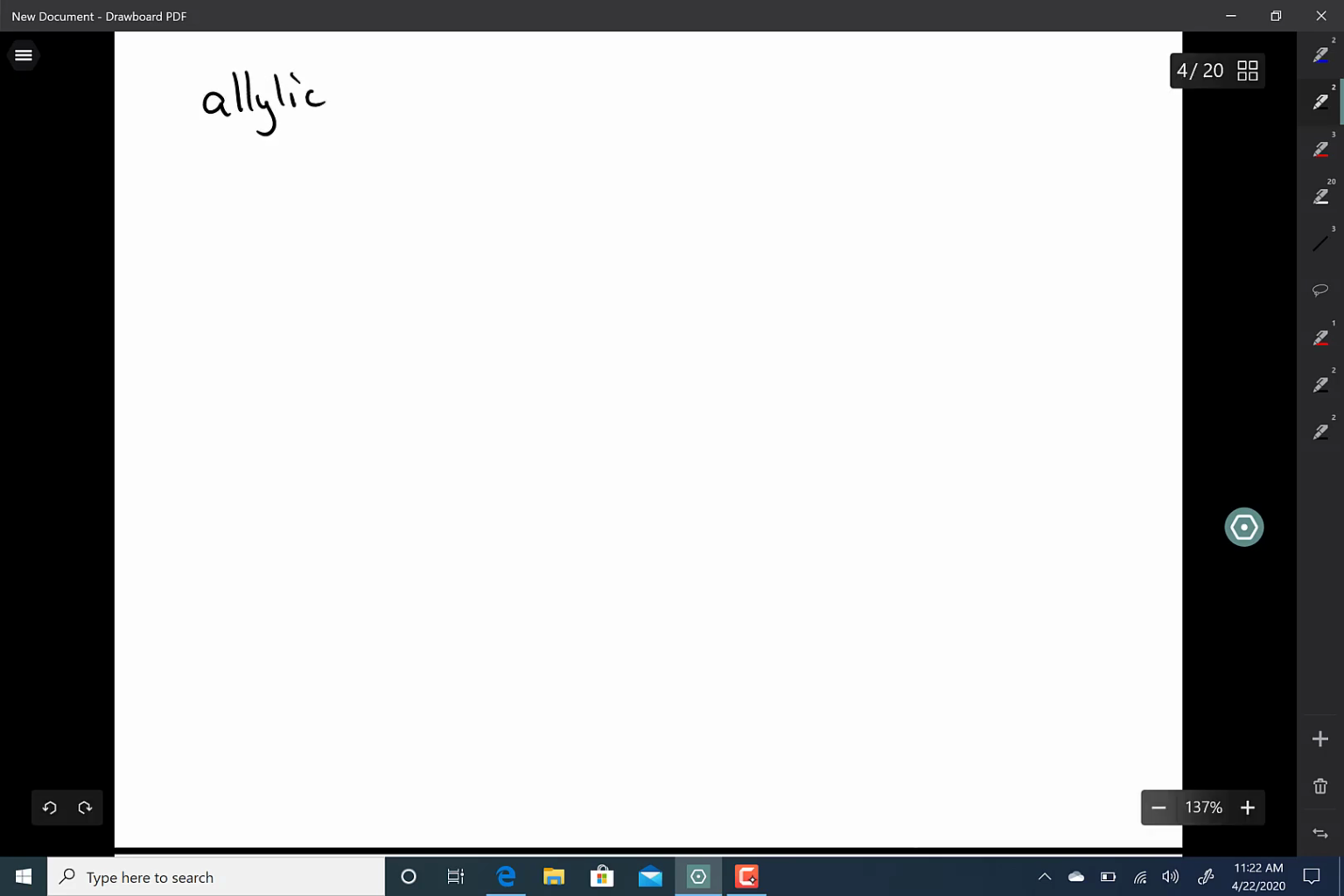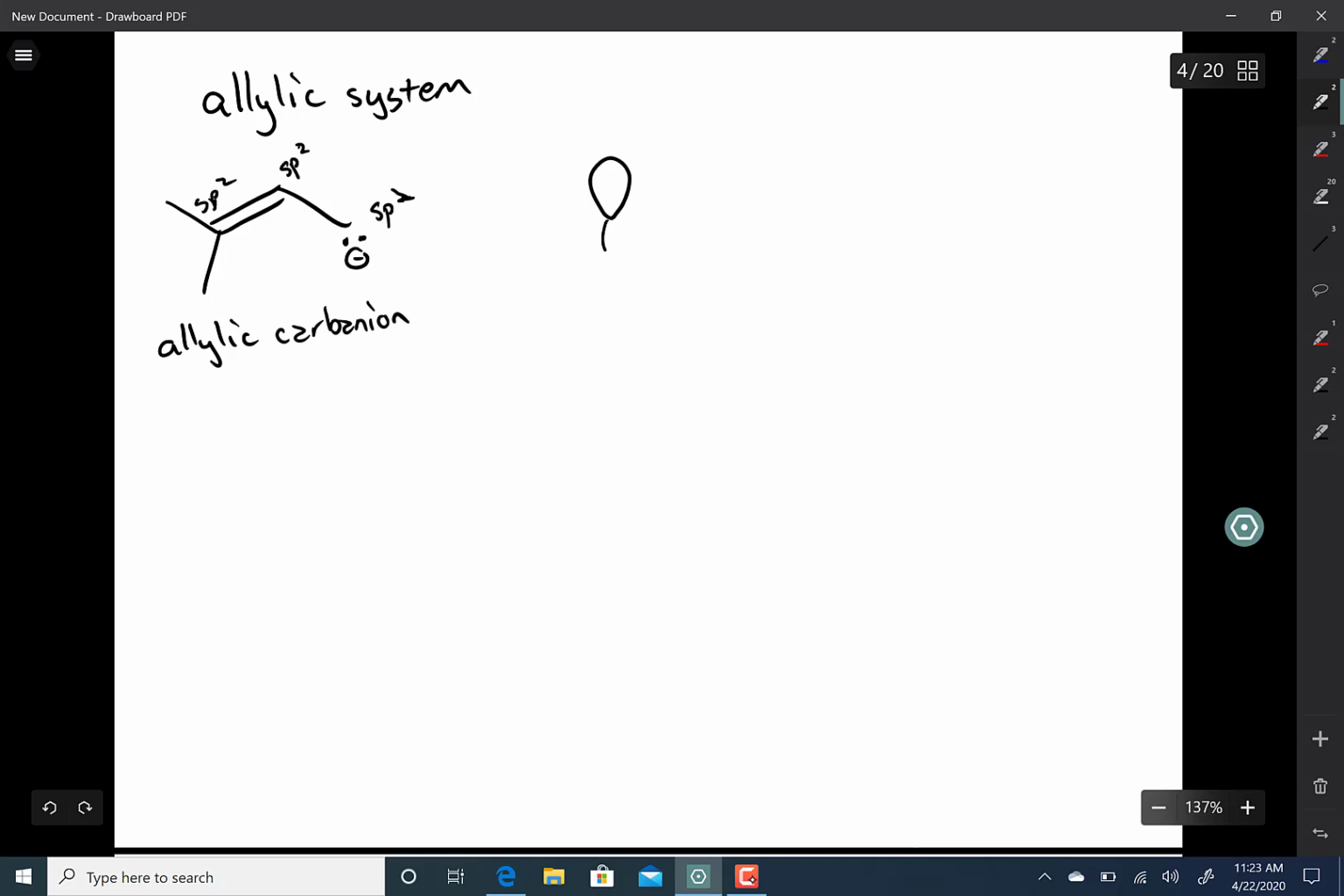Back to the allylic system. Let's say we have an allylic carbanion. This is sp2 hybridized, sp2 hybridized, sp2 hybridized. Again, we have our 3 p orbitals, and you end up getting pretty much them just like before.